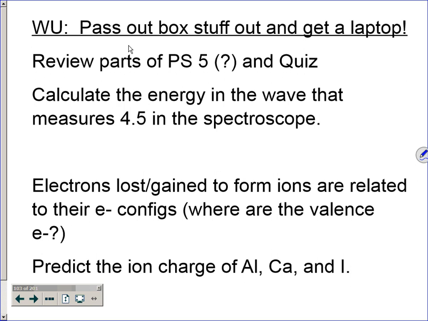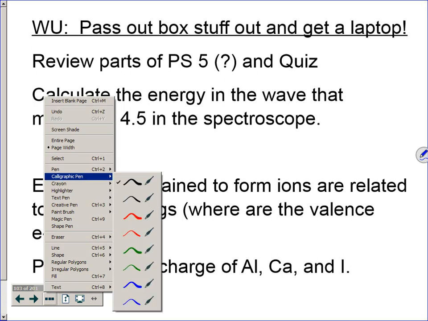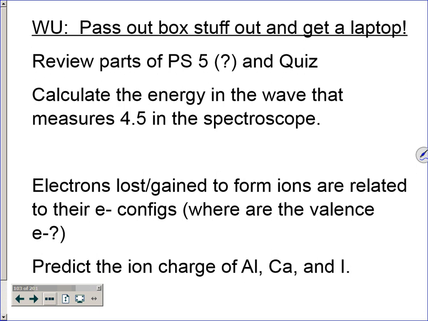All right, SDs, how are you getting started here? 4.5 in the spectroscope. What does that mean to us? You have to convert it, well, first you have to convert it to angstroms. Okay, so we're going to convert it to angstroms using, like, what's that conversion? It's times 1,000. So we take the spectroscope reading, 4.5, we times 1,000, and we end up getting what? 45. And that's the little A, angstrom.